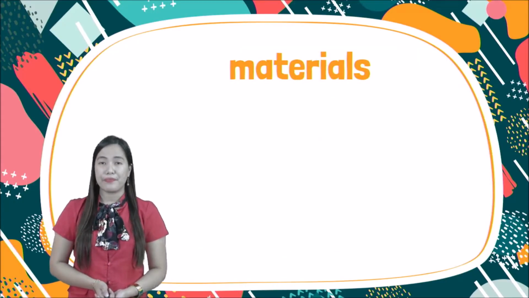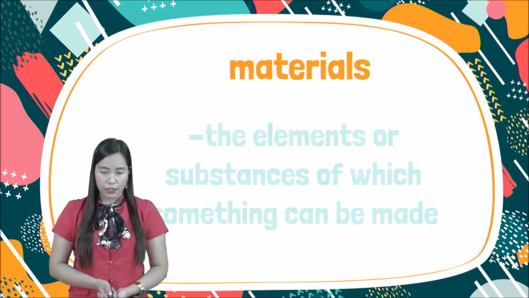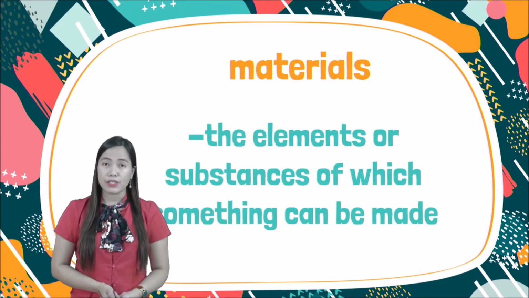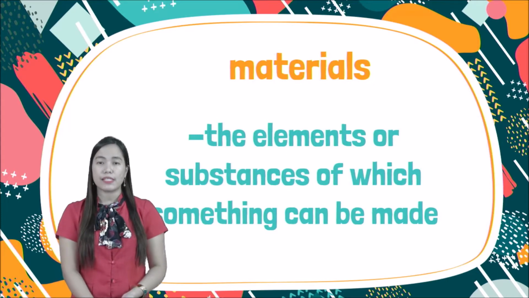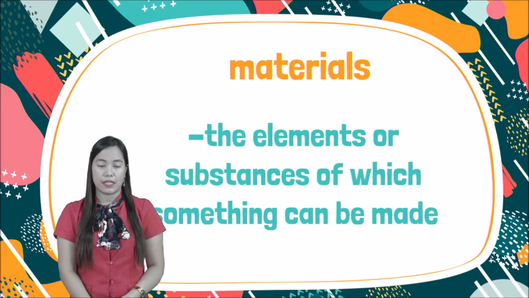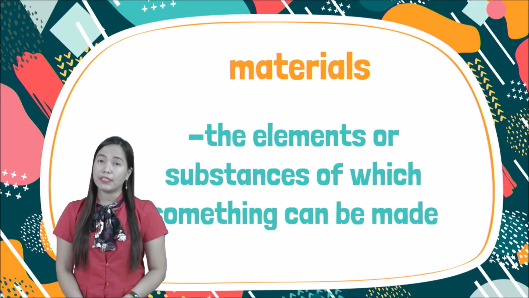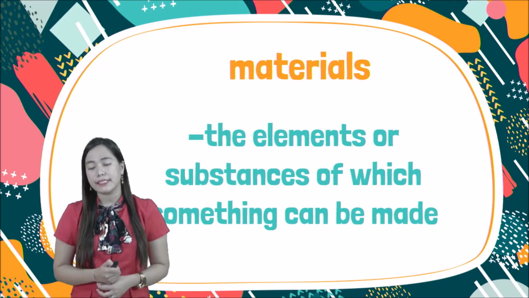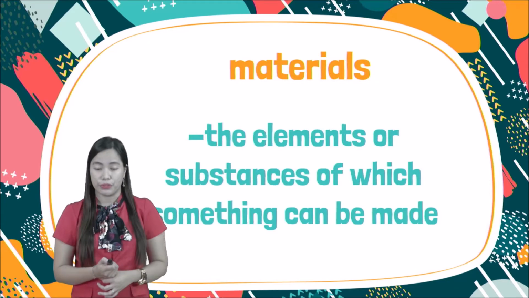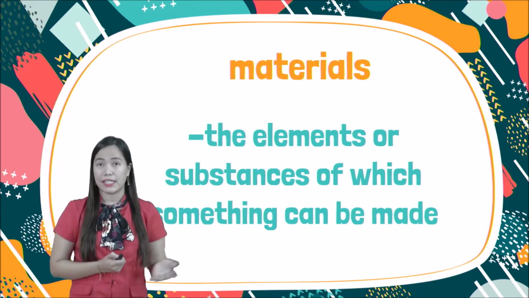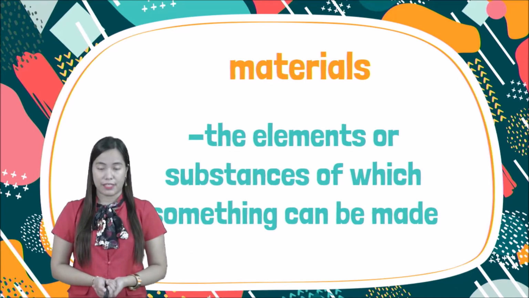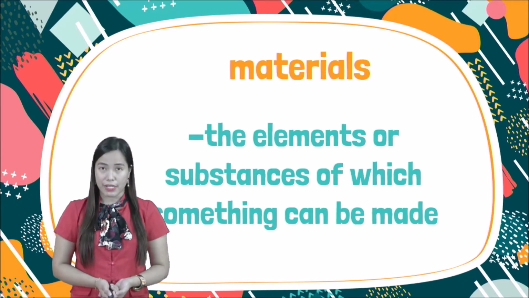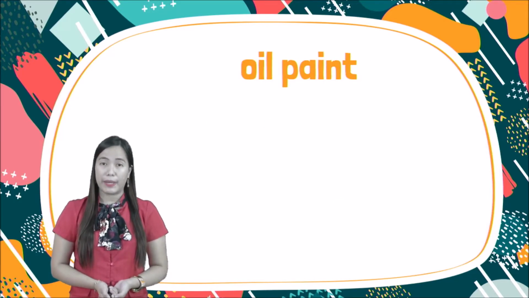First, we have the materials. When we say materials, it is the elements or substances of which something can be made. For example, the house. The house is made up of lumber or wood, steel or stone. Those are the materials that the house is made of. Okay, that's materials. Next, oil paint.